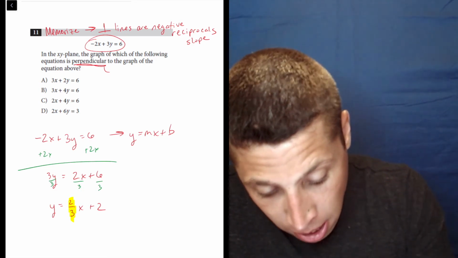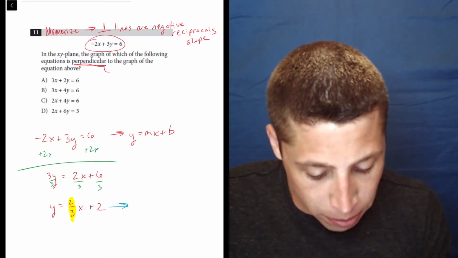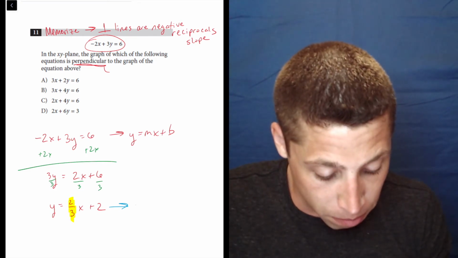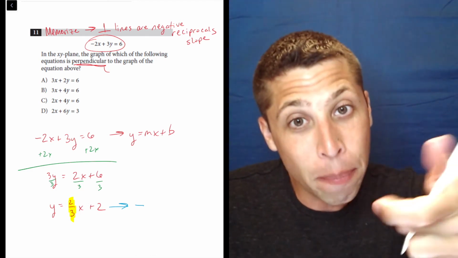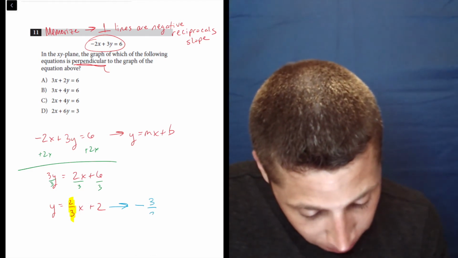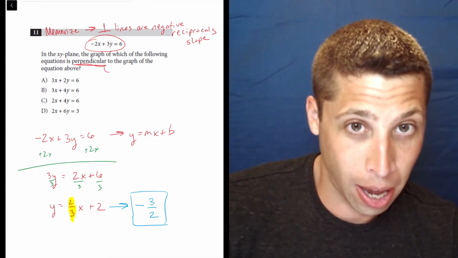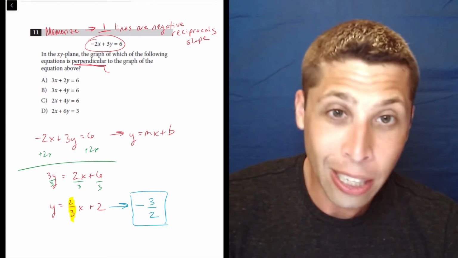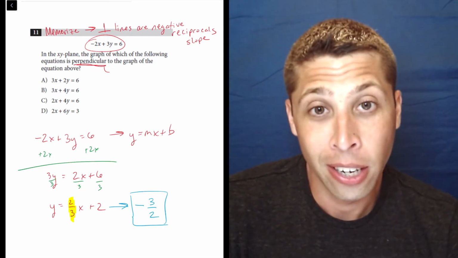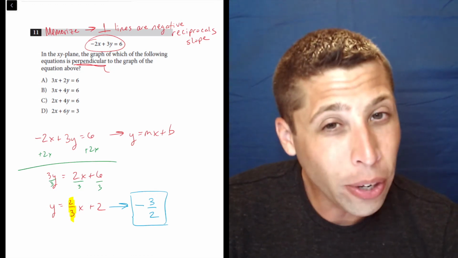And so the perpendicular slope is going to be the negative reciprocal. So we make it negative because it's positive, and we flip the fraction. So this is what we're looking for as a slope, okay? Now, if you're really, really confident, you might be able to, with a shortcut, see what's going to happen. But I really don't recommend that.